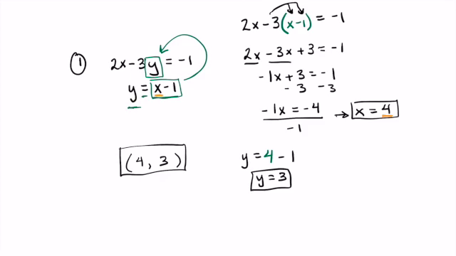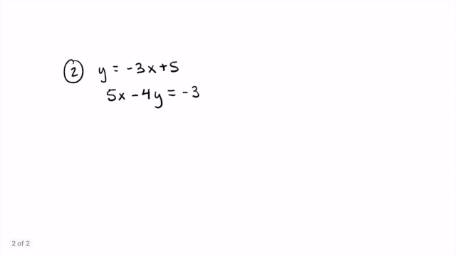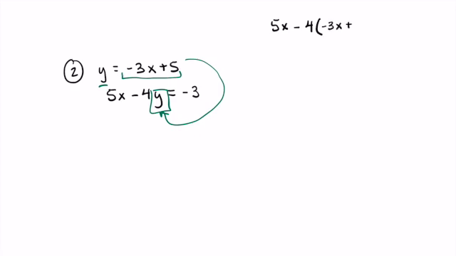Okay? So let's try one more. Again, I'm looking to see, do I have an equation that's already solved for a variable? And I do. That first top equation is solved for y. So what I can do is plug in negative 3x plus 5 anywhere that I see a y value in the second equation. So we have 5x minus 4 times negative 3x plus 5 equals negative 3.